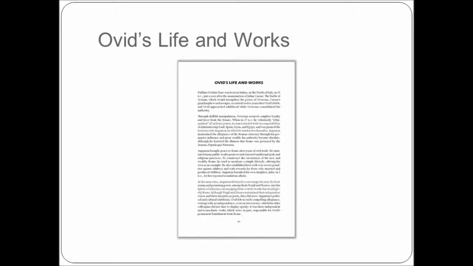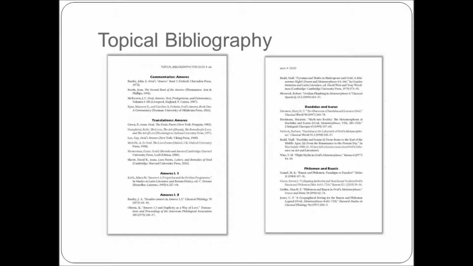Note the map on page 16. The topical bibliography is 12 pages long and contains books organized into several categories, including general, commentaries, and translations. In addition, there are articles and books listed for each of the Amores and each of the selections. This bibliography is a great resource for student projects.